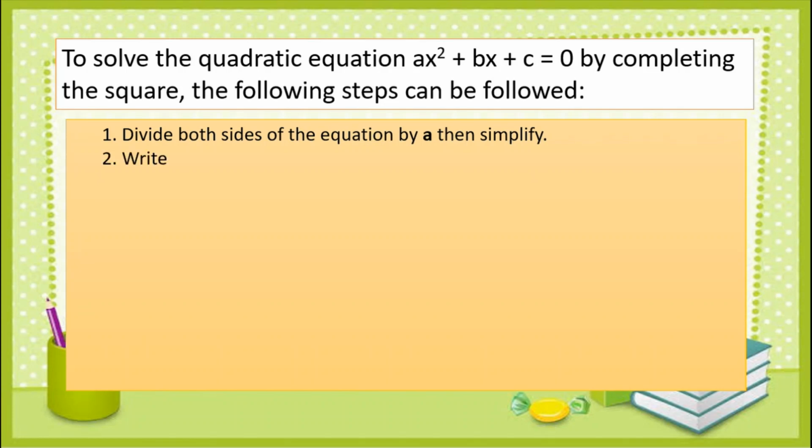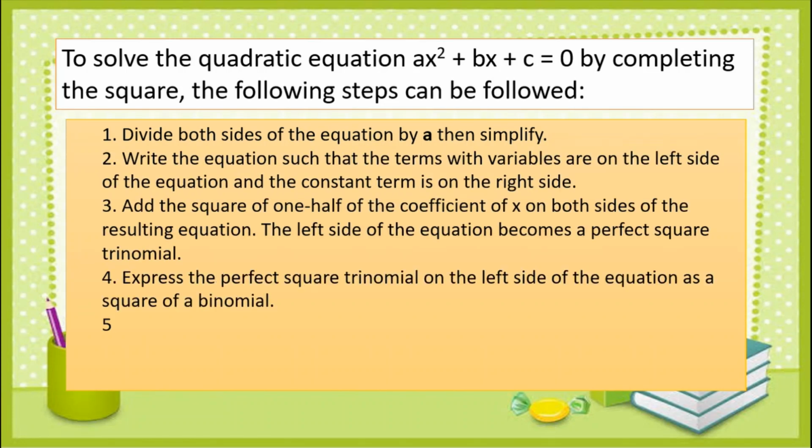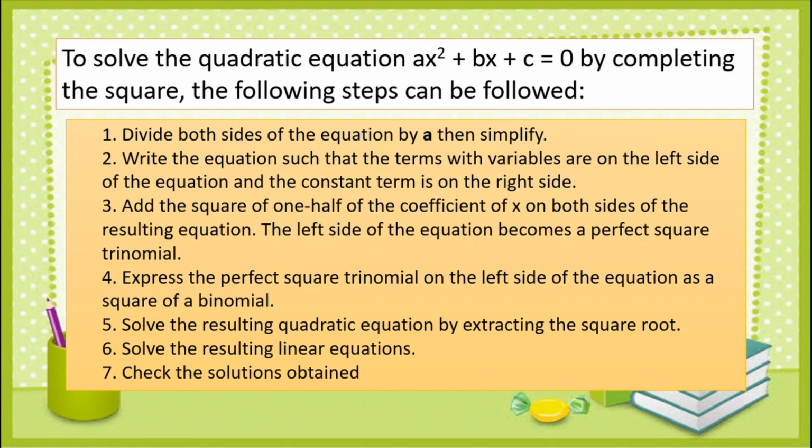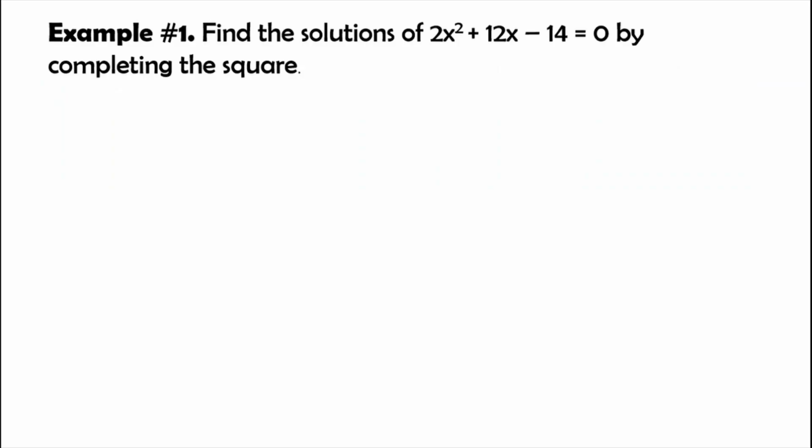To solve the quadratic equation by completing the square, we must follow these steps. We have 7 steps. We will go through them one by one using some examples. Find the solutions of 2x squared plus 12x minus 14 equals 0 by completing the square.